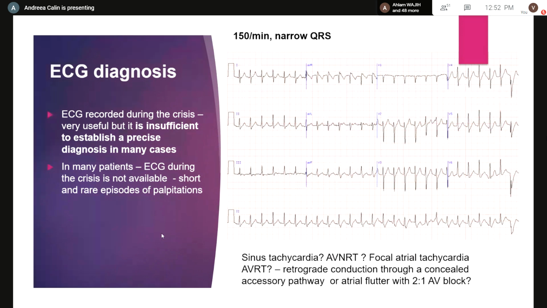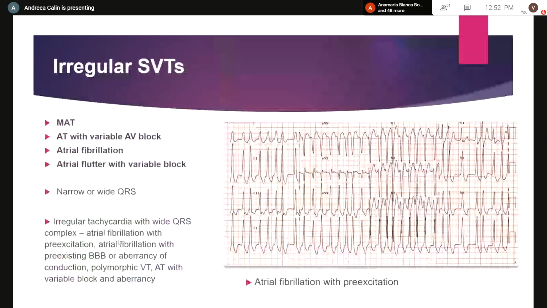So the ECG recorded during the crisis is very useful, but it is in many cases insufficient to establish a precise diagnosis. And these patients may need in the future the performing of an electrophysiological study to show the exact mechanism of the arrhythmia to be able to treat this arrhythmia appropriately.